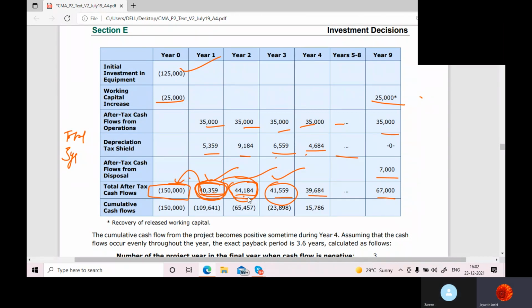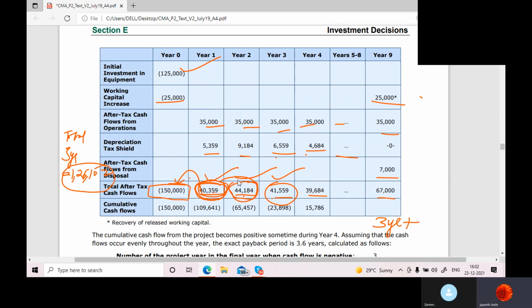Why? Because I expect this is 120 and then 40. 40 plus 120 would go to 160, and I need to recover only 150. So till 3 years, it is 1,26,102. So I am recovering this much, but if I go to the 4th year, I may recover more than 150. So I'll take the 3rd year as my base. Till the 3rd year, I'm able to recover this much.